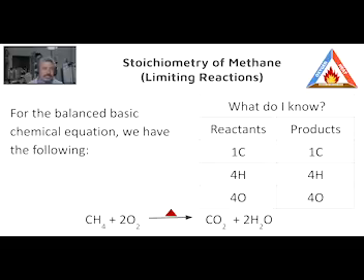For the balanced equation, we have the following: 1 mole of carbon atoms in the reactants and 1 mole of carbon atoms in the products. 4 moles of hydrogen atoms in the reactants, 4 moles of hydrogen atoms in the products. 4 moles of oxygen atoms in the reactants, and 4 moles of oxygen atoms in the products. This is a balanced equation.